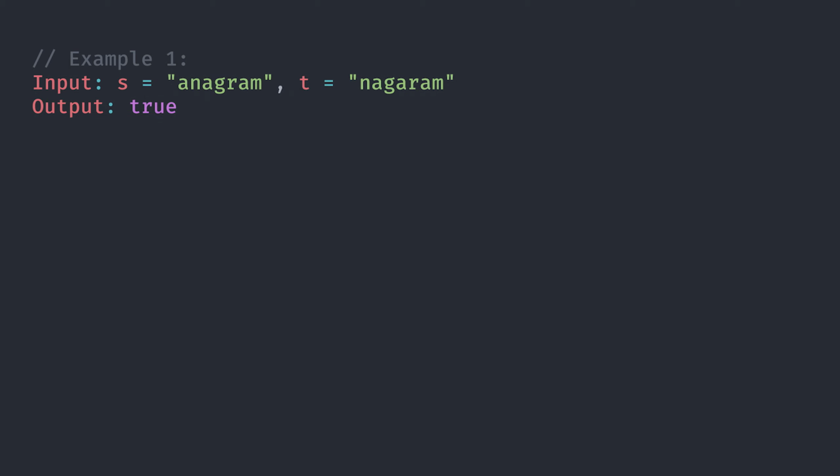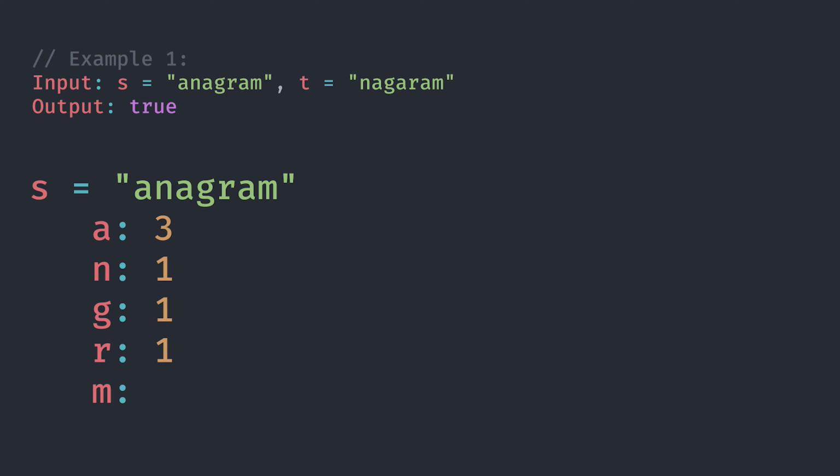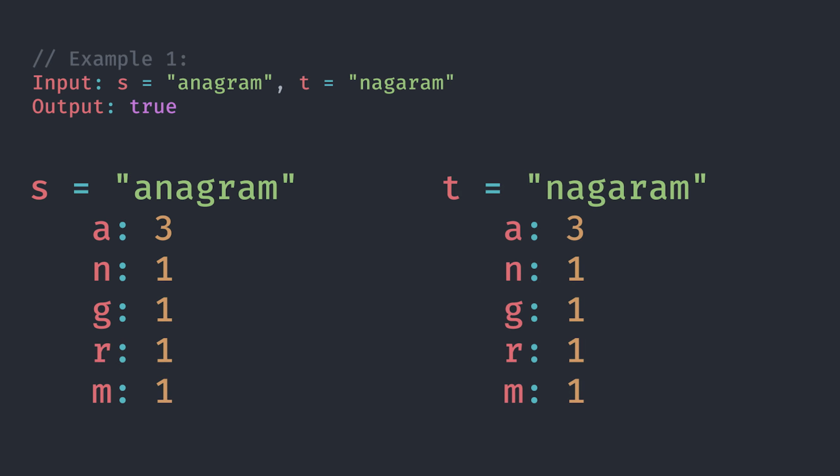Let's look at the first example. Our first input s has 3 a's, 1 n, 1 g, 1 r, and 1 m. Similarly, for t, there is the same amount of occurrences for each character. This means that s and t are anagrams of one another.